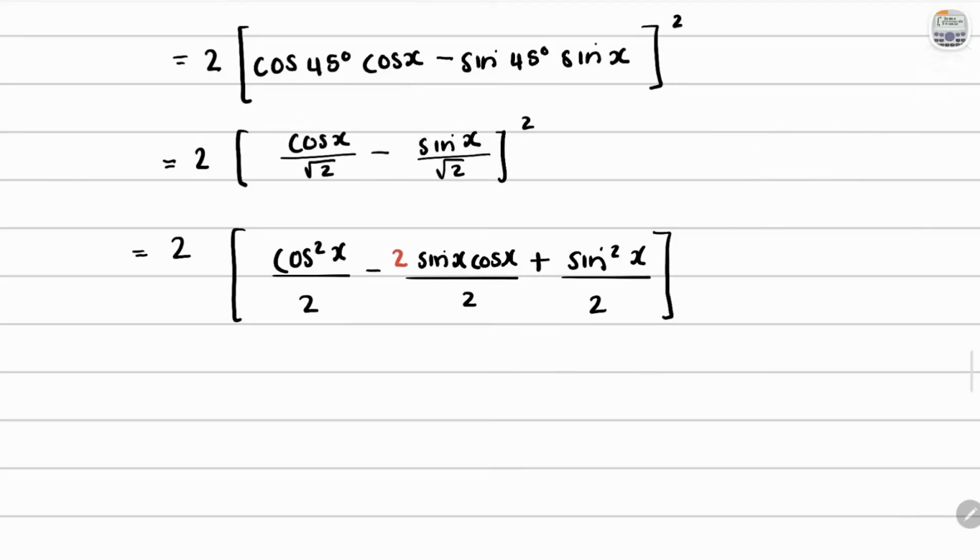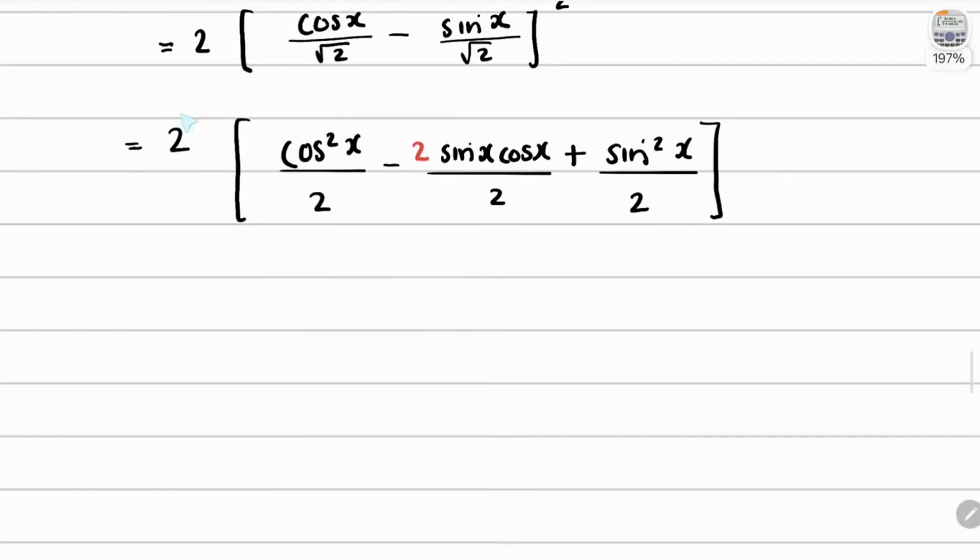So when we distribute the 2 in, you see this 2 is on the numerator. It's going to cancel with every 2 on the denominator. So it multiplies with this first one. That just becomes cos squared x. Multiplies with the second one. It becomes negative 2 sine x cos x. And we can already see the sine 2x, okay? And then plus sine squared x.